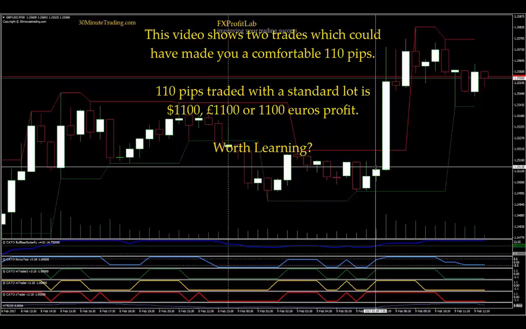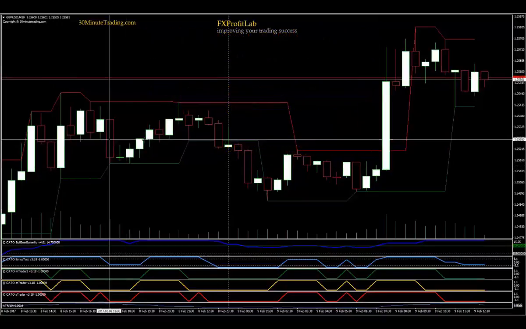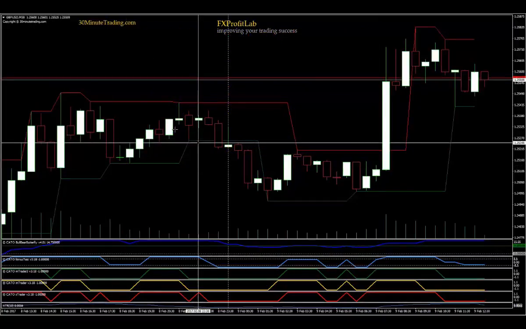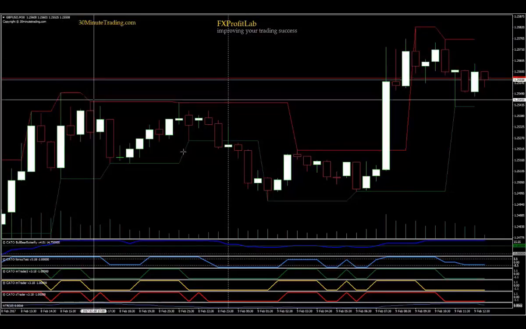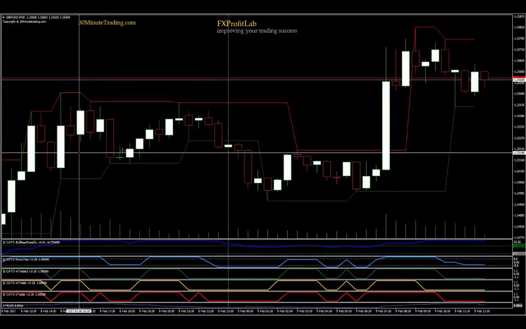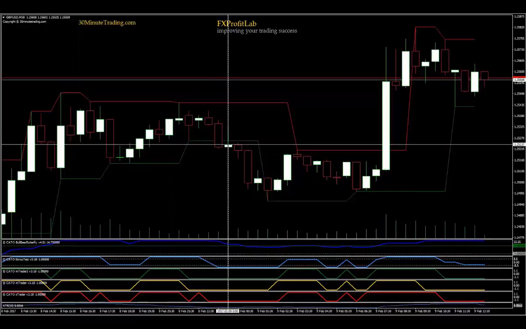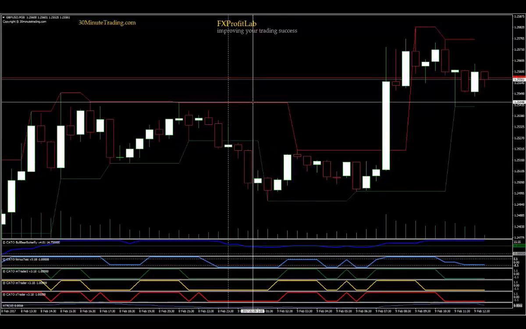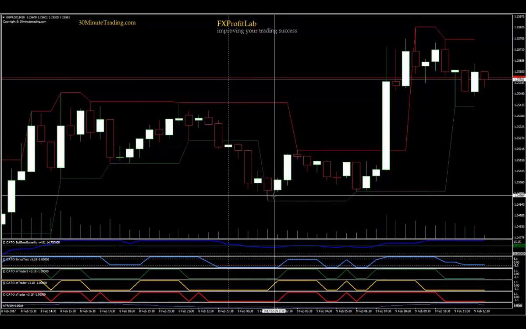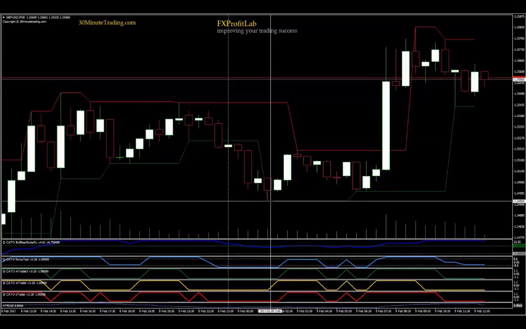This chart, which is the pound dollar 30-minute chart, so you can see here it says 30-minute chart, was traveling overnight. This is midnight our time, UK time, GMT. And you can see these support and resistance Darvas lines, these are my own indicators on here, they're called the Darvas support and resistance lines.